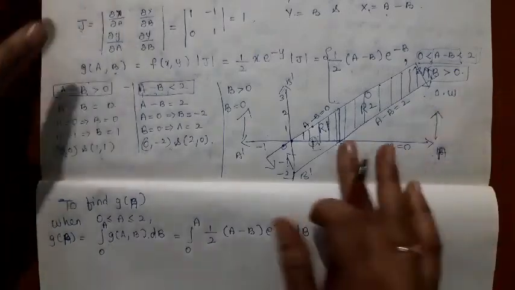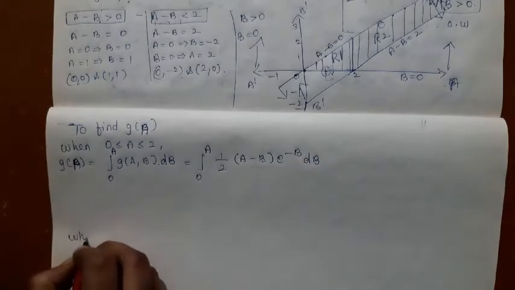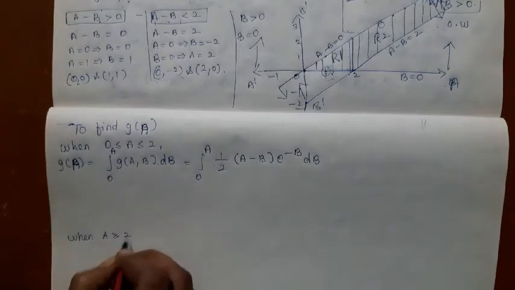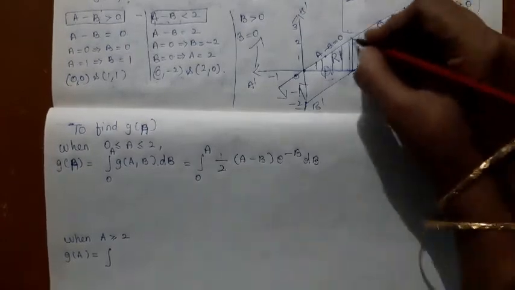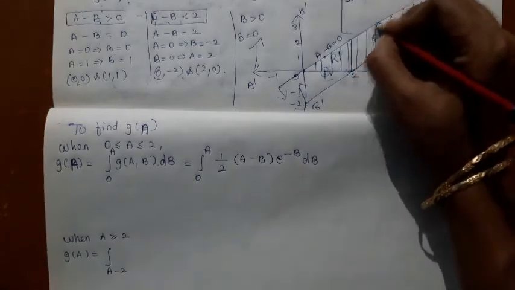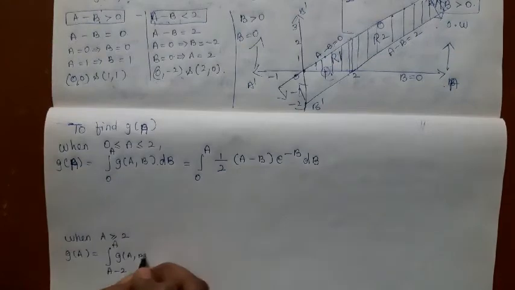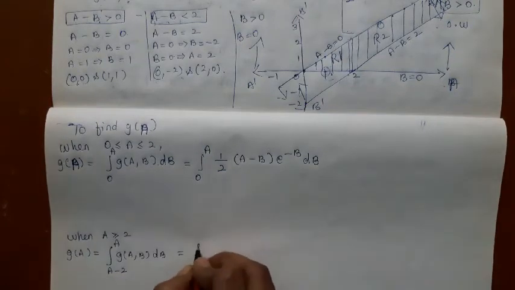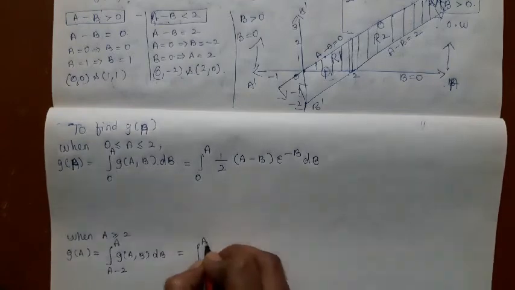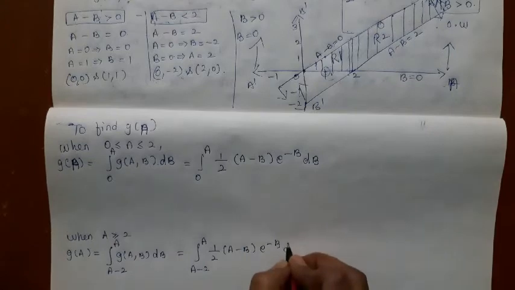Okay. Now after 2, what happens? When a is greater than or equal to 2, g of a is the integral from this line to this line. What is b here? a minus 2. What is b here? b is equal to a. G of a comma b db. Right? That is the integral from a minus 2 to a of 1 by 2 (a minus b) e power minus b db.